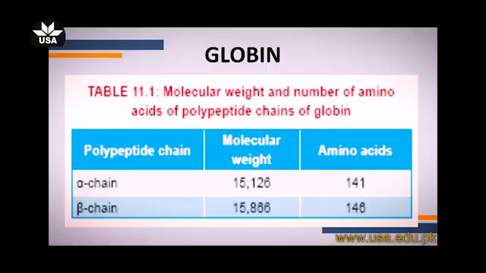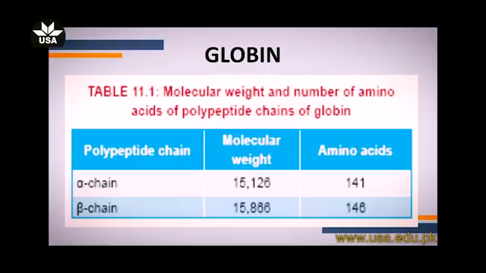Globin. If we look towards the globin, it contains 4 polypeptide chains. Among the 4 polypeptide chains, 2 are alpha chains and 2 are beta chains. It means that globin has 4 polypeptide chains: 2 are the alpha and 2 are the beta chains.